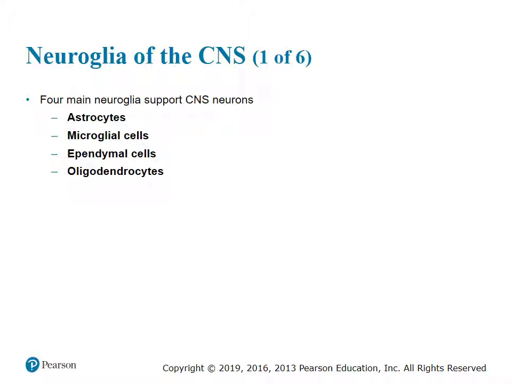So we've got 4 main types of neuroglia that actually support the CNS functioning, the neurons doing their job. Here's a list of them there, right? Astrocytes, microglial cells, ependymal cells, oligodendrocytes. Okay, we'll discuss each one of them.